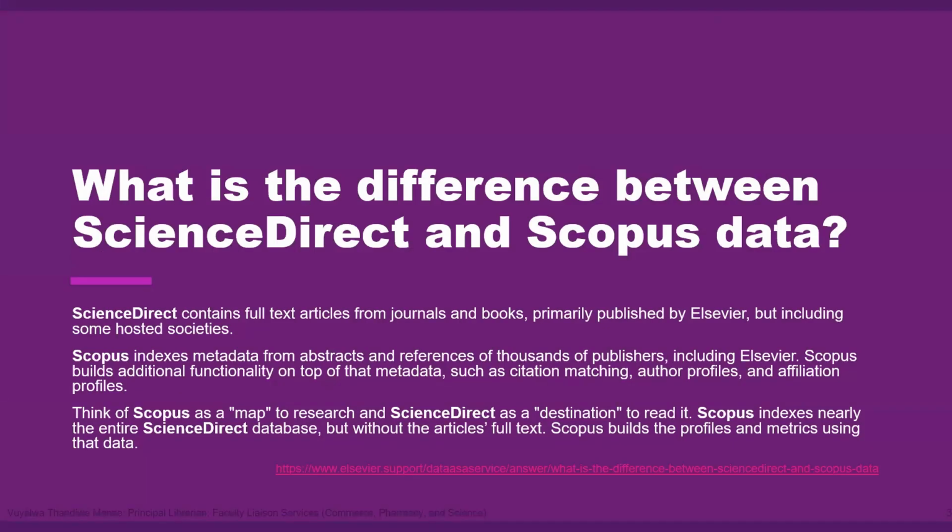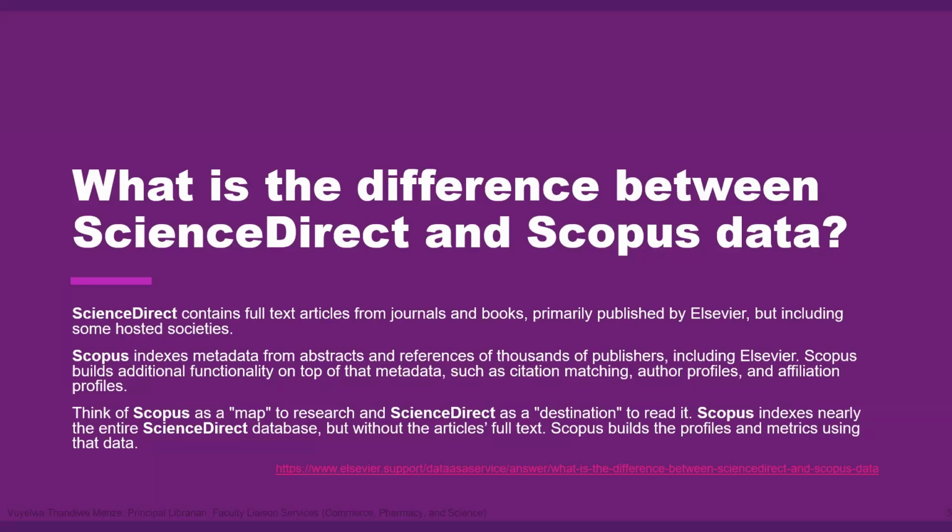Here I've given a brief description of the difference between Science Direct and Scopus, and I will just explain or read from the slide. Science Direct contains full text articles from journals and books, primarily published by Elsevier, but also including some hosted by other societies.